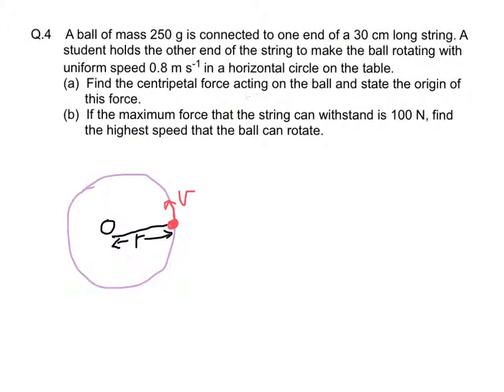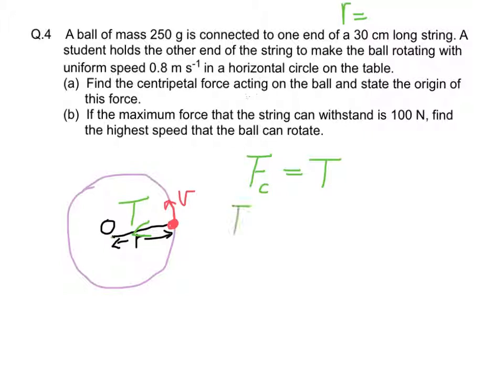From the diagram, we see that the radius of the circle is equal to the length of the string. Next, there is only one force acting on the ball along the horizontal plane, which is the tension of the string. And tension points towards the center. Therefore, the centrifugal force in this example is equal to the tension.